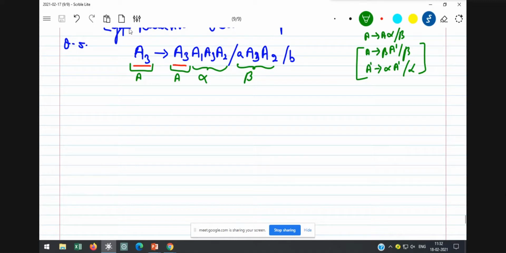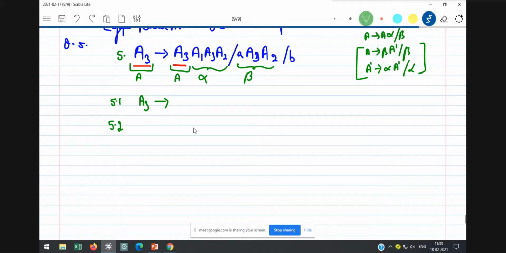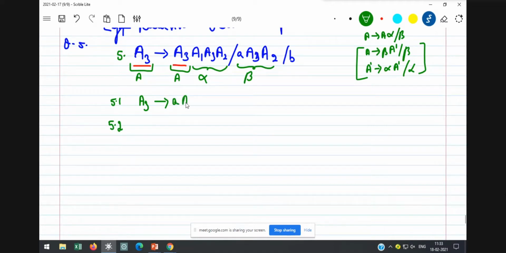Let me number these production rules as 5, because it is still 5. No change has occurred here. So let me write 5.1 and 5.2. Now, how are we replacing it? We need to write A here. In my case, A is A3. And then what is beta? We need to write beta here. In my case, beta is A, A3, A2.